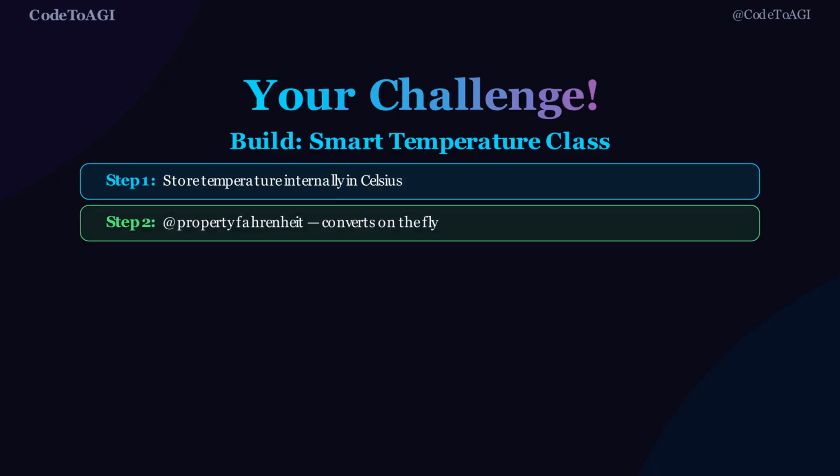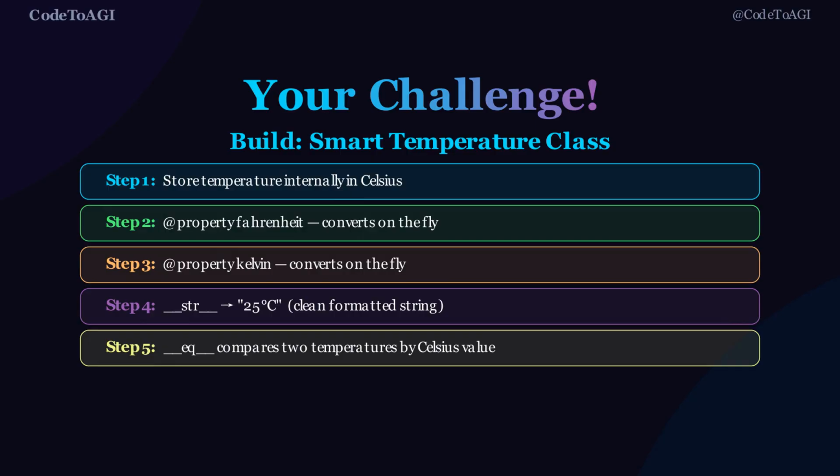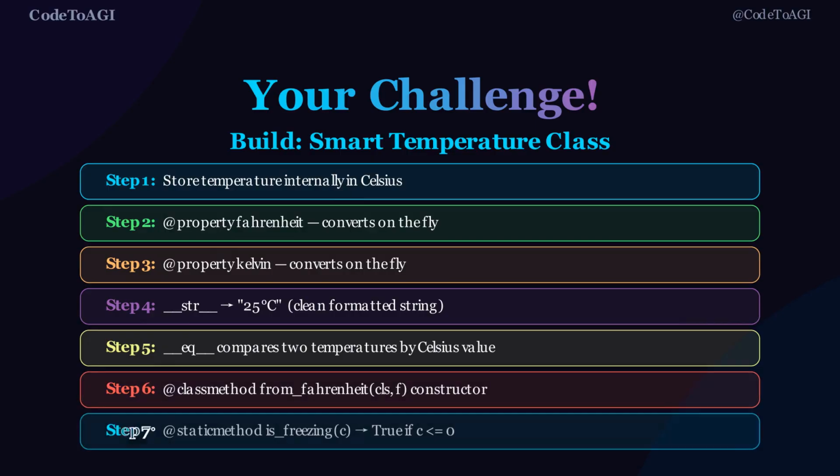Your challenge for today: build a smart temperature class. Step 1. Store temperature in Celsius internally. Step 2. Property fahrenheit that converts on the fly. Step 3. Property kelvin that converts on the fly. Step 4. __str__ that prints nicely. For example, 25 degrees Celsius.